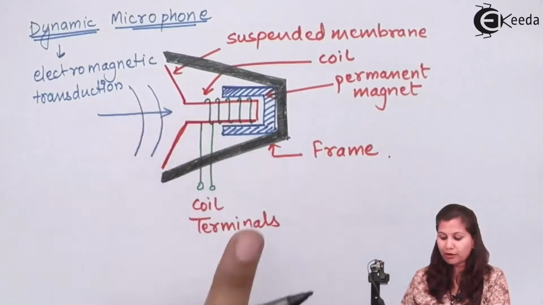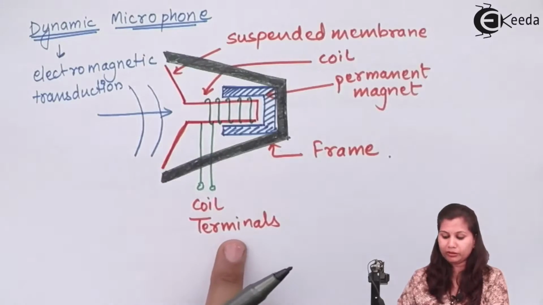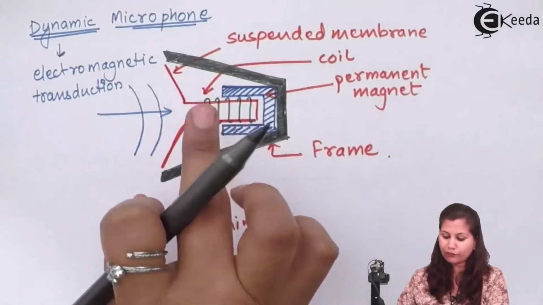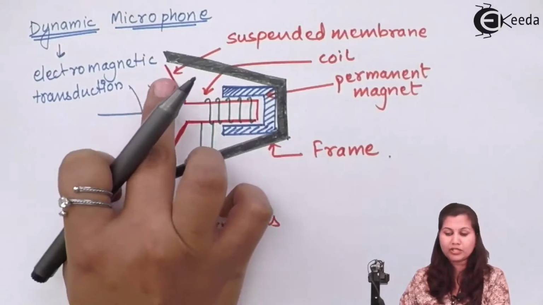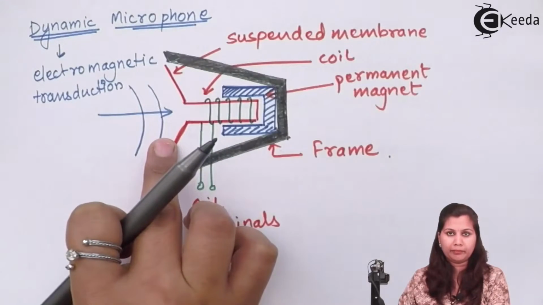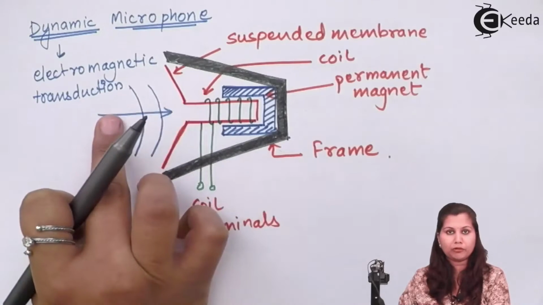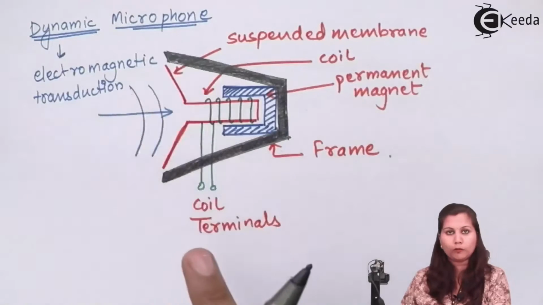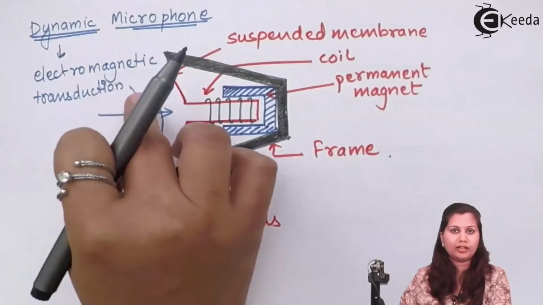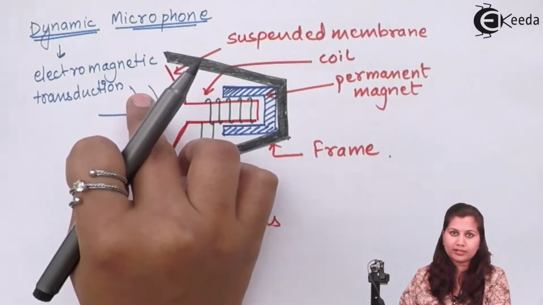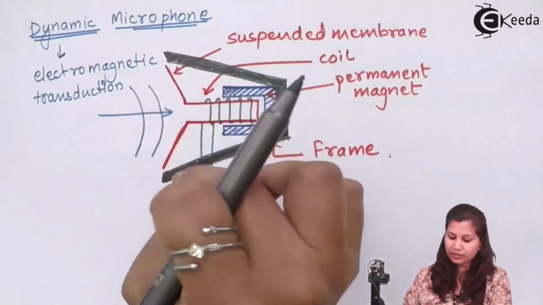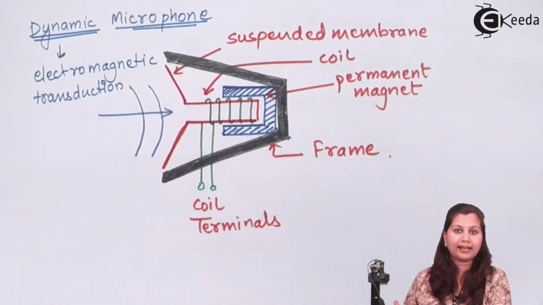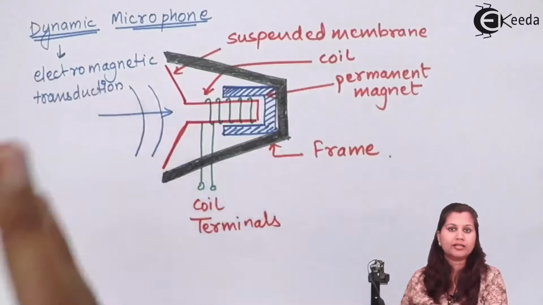This output voltage depends upon the motion of the coil, and the motion of the coil is due to the pressure applied by the membrane, and this pressure is proportional to the sound waves. So we can say that the output voltage is related to the pressure of the sound waves. In this way, this output voltage is a direct measure of the sound.